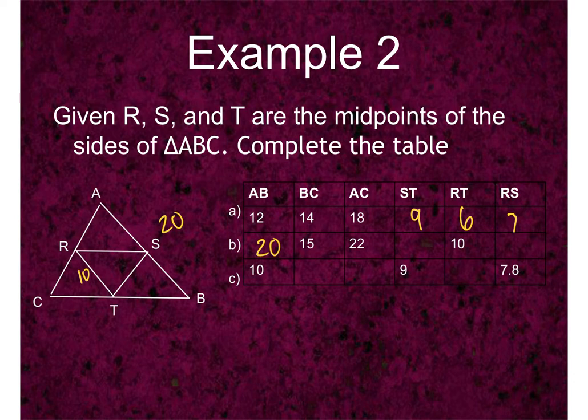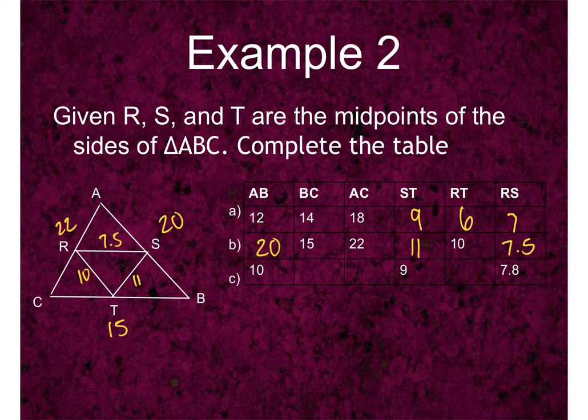Now, ST, we don't know. What side could help us figure out ST? Emma? AC, which is 22. So if AC is 22, you just divide by 2 and you get 11. And then RS is going to be half of 15, so it should be 7.5.